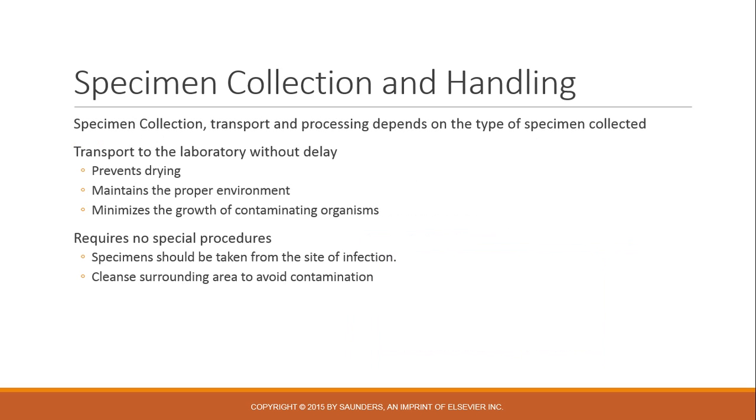Okay, so specimen collection and handling. We're not going to go into a whole lot of depth about this because we talked about it in a previous lecture. But basically, it depends on the site of collection. So if they suspect a urinary tract infection, you're going to collect a urine, and you use those protocols for urine collection. Clean catch midstream. If you suspect pneumonia, then you're going to collect a sputum, and basically you just want to transport it to the lab without delay. Use some kind of a transport media if it's necessary.